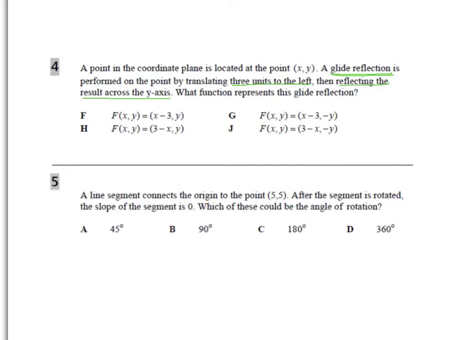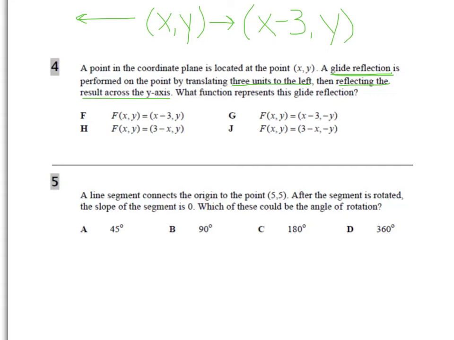So let's start with the translating 3 units to the left. That's in this direction, which means it's a horizontal translation. Remember that our horizontal translations change our value of x. So just taking into consideration this translating 3 units to the left, we have xy, and it's turning into x, and since we're going to the left, which is the negative, x minus 3, y.